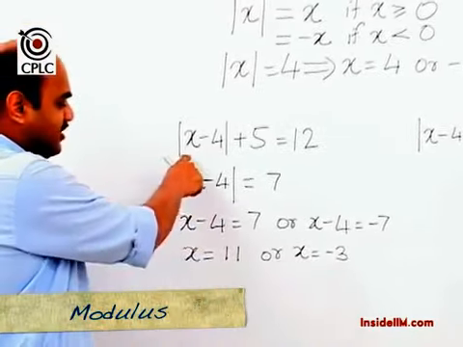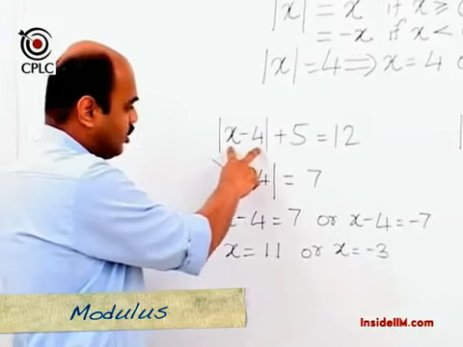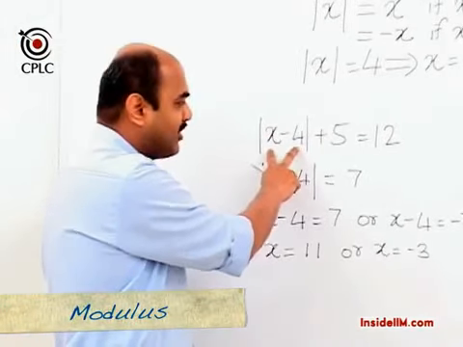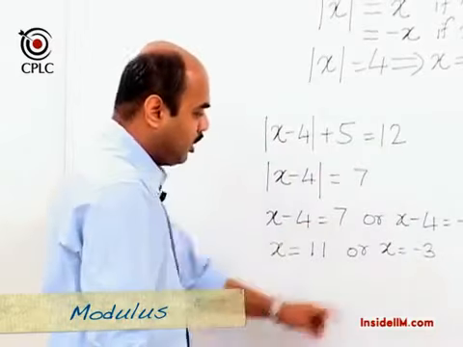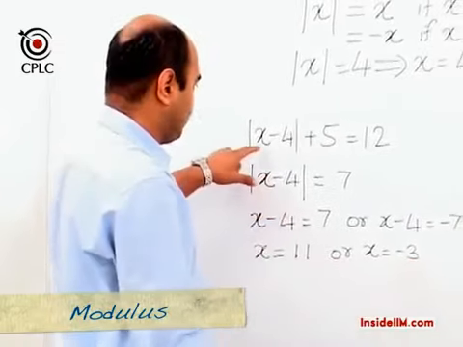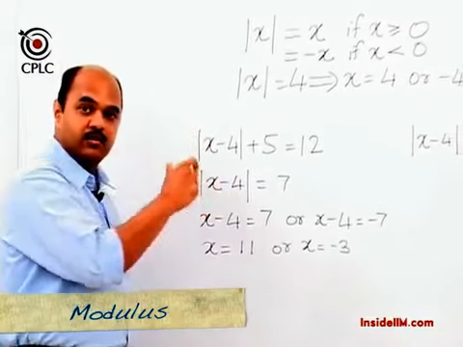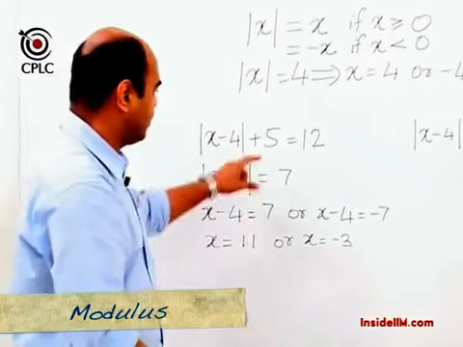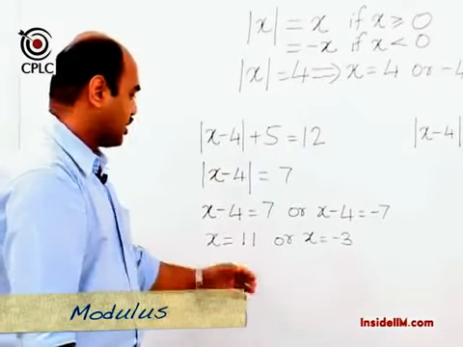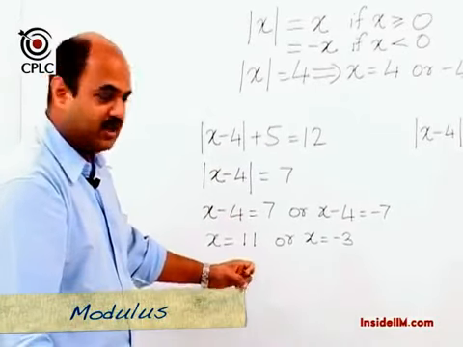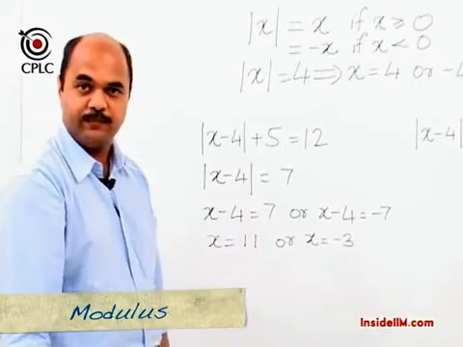X can be either 11. If we put x equal to 11, the mod reduces to 7, and 7 plus 5 is 12. Or x can be minus 3. If you put minus 3, then within the mod sign you have a minus 7. When you take the modulus of that, it becomes 7, and 7 plus 5 is equal to 12. So there are two solutions here. X can be either 11 or minus 3.